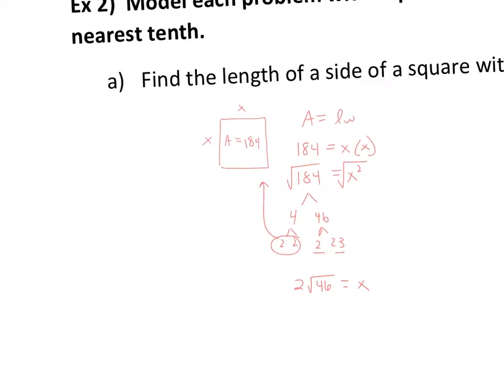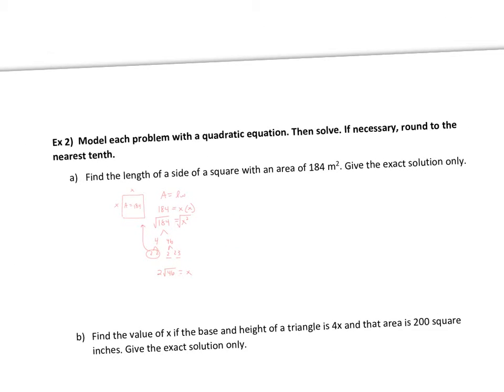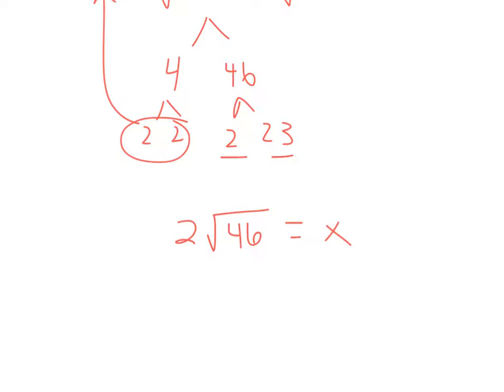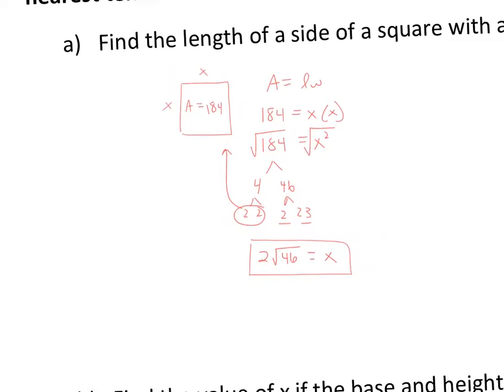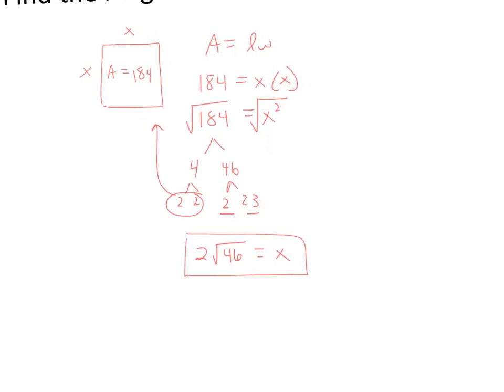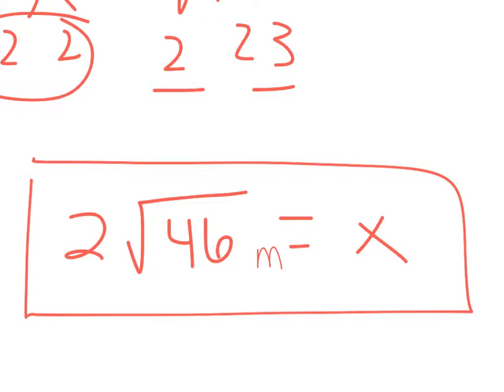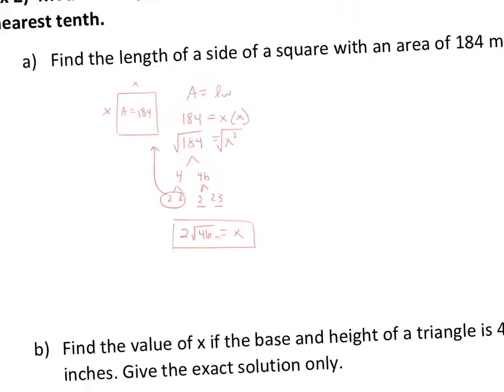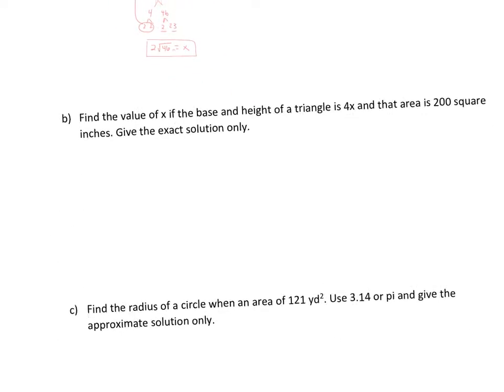Now, since the direction said exact only, I'm done. That's exact. In this case, I'm not going to throw a plus or minus out front because I can't have a negative length on my square. So this guy right here would be our answer. And yeah, we should probably go ahead and label it, so let's label it meters. So 2 root 46 meters would be my side length. Okay, let's go to the next one here.